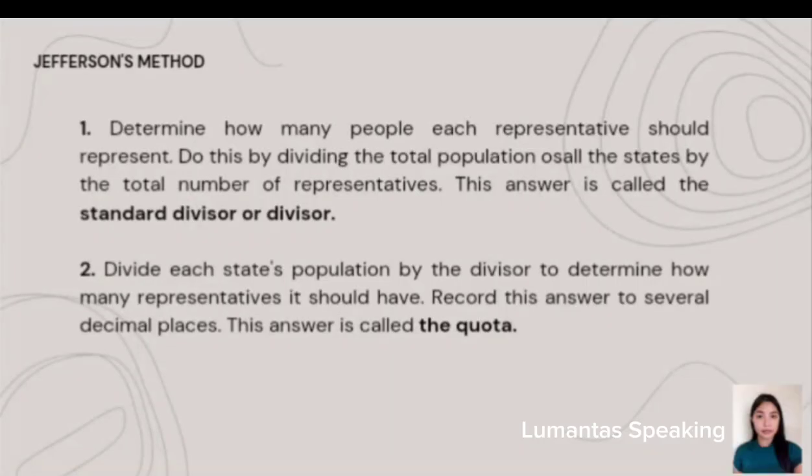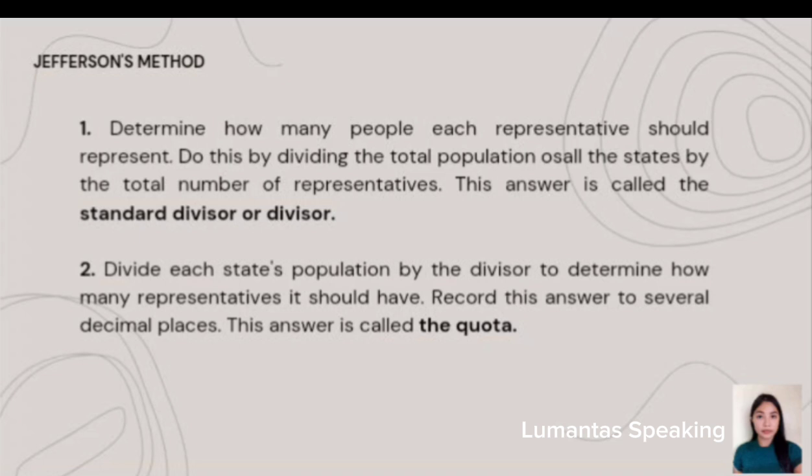Jefferson's method involves several steps. The first step is to determine how many people each representative should represent. Do this by dividing the total population of all the states by the total number of representatives. This answer is called the standard divisor, or divisor.